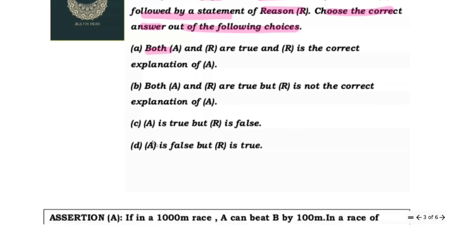Option A, both A and R are true, meaning assertion and reason is true and R is the correct explanation of A. Option B says both A and R are true, but R is not the correct explanation of A. Suppose assertion and reason both are individually correct, but R won't be the correct explanation. If it's so, we should choose option B. Option C says A is true, but R is false. And option D says A is false, but R is true.